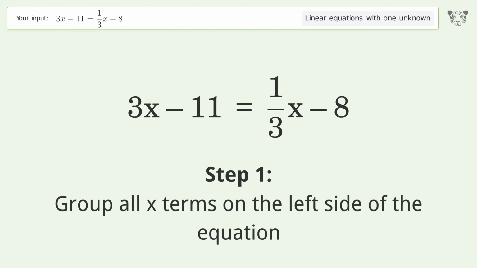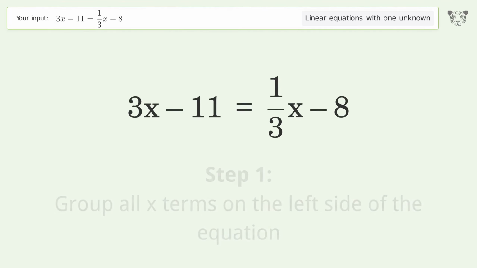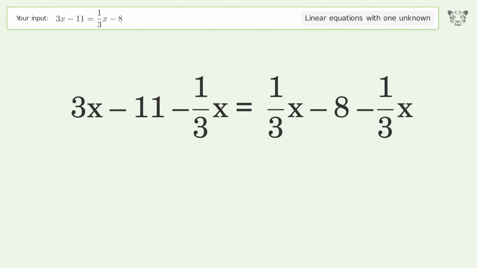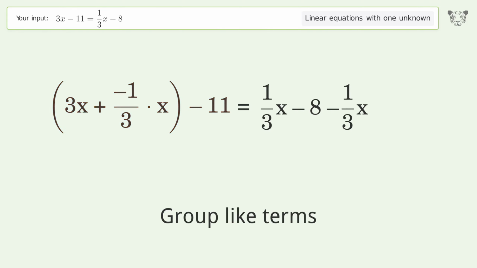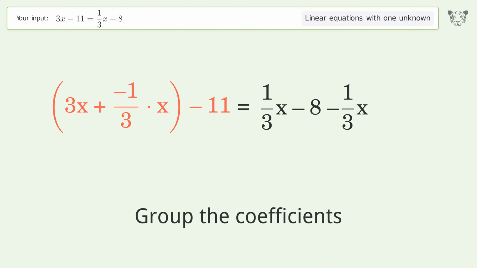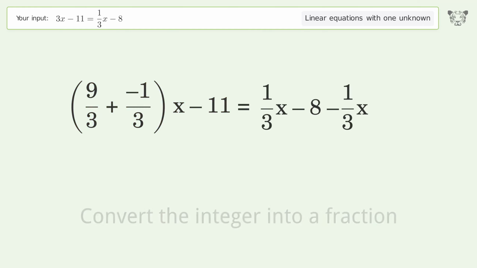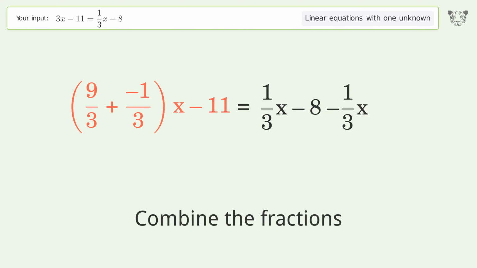Group all x terms on the left side of the equation. Subtract 1/3x from both sides. Group like terms. Group the coefficients. Convert the integer into a fraction. Combine the fractions.